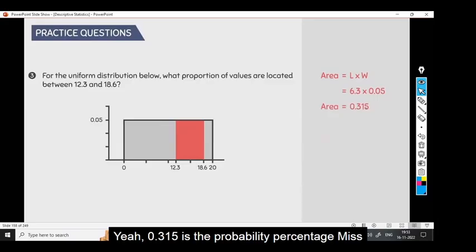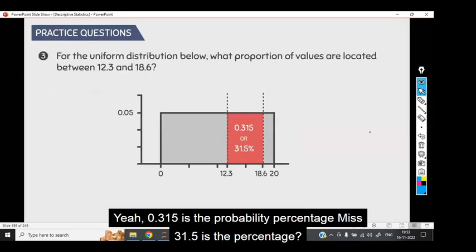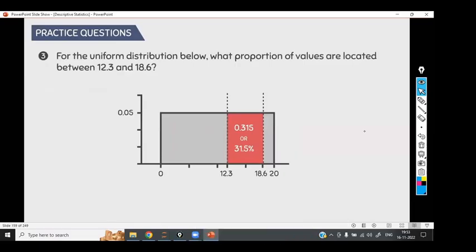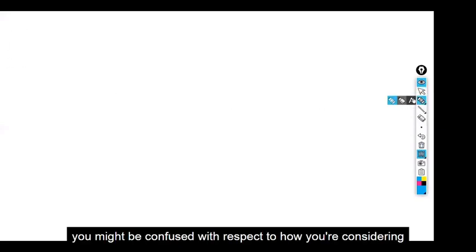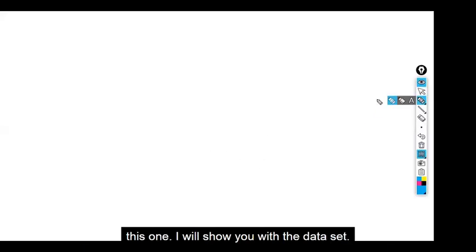Yeah, 0.315 is the probability. Percentage means 31.5 is the percentage. Probability value is 0.315. Let us explain with a simple example. I think you might be confused with respect to how you are considering this one. I will show you with the data set.